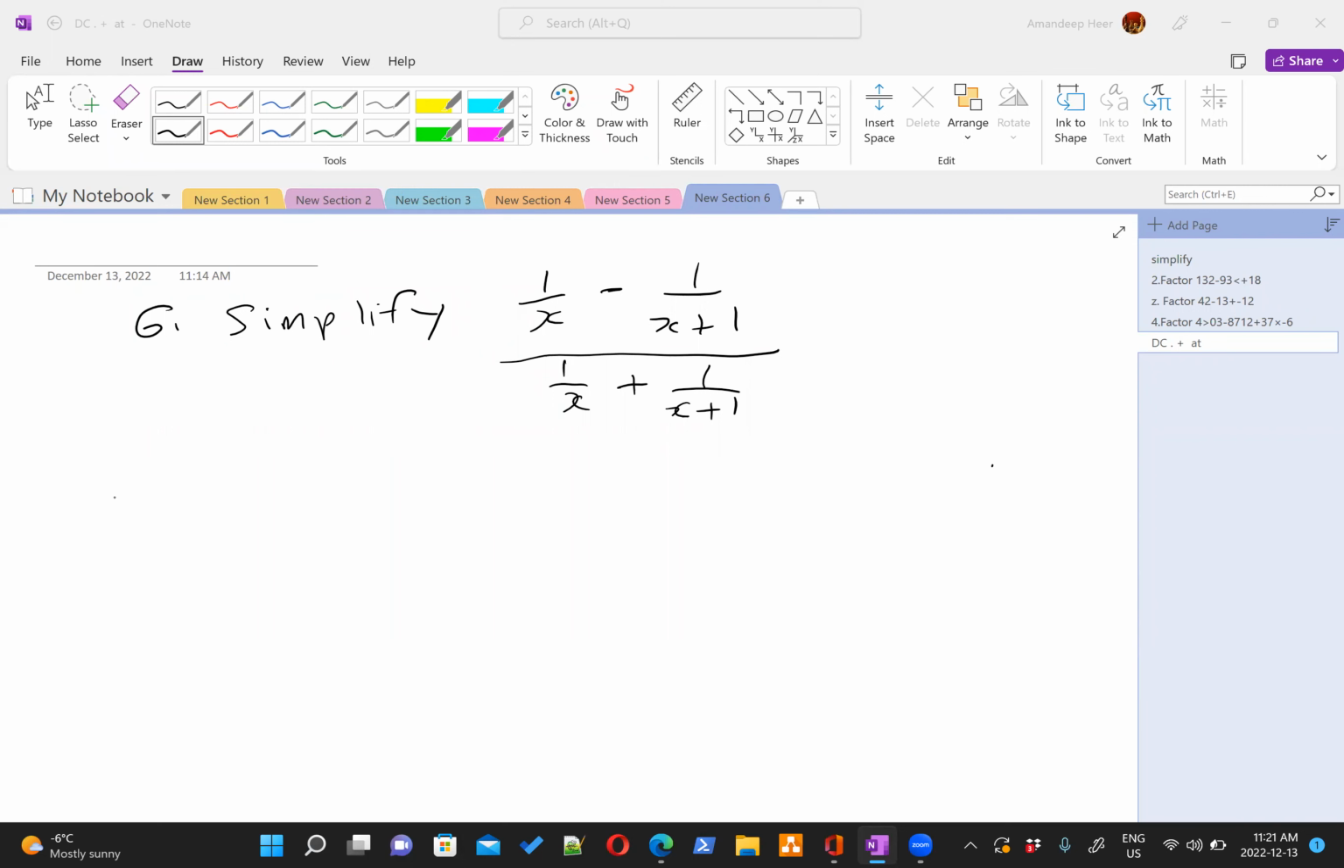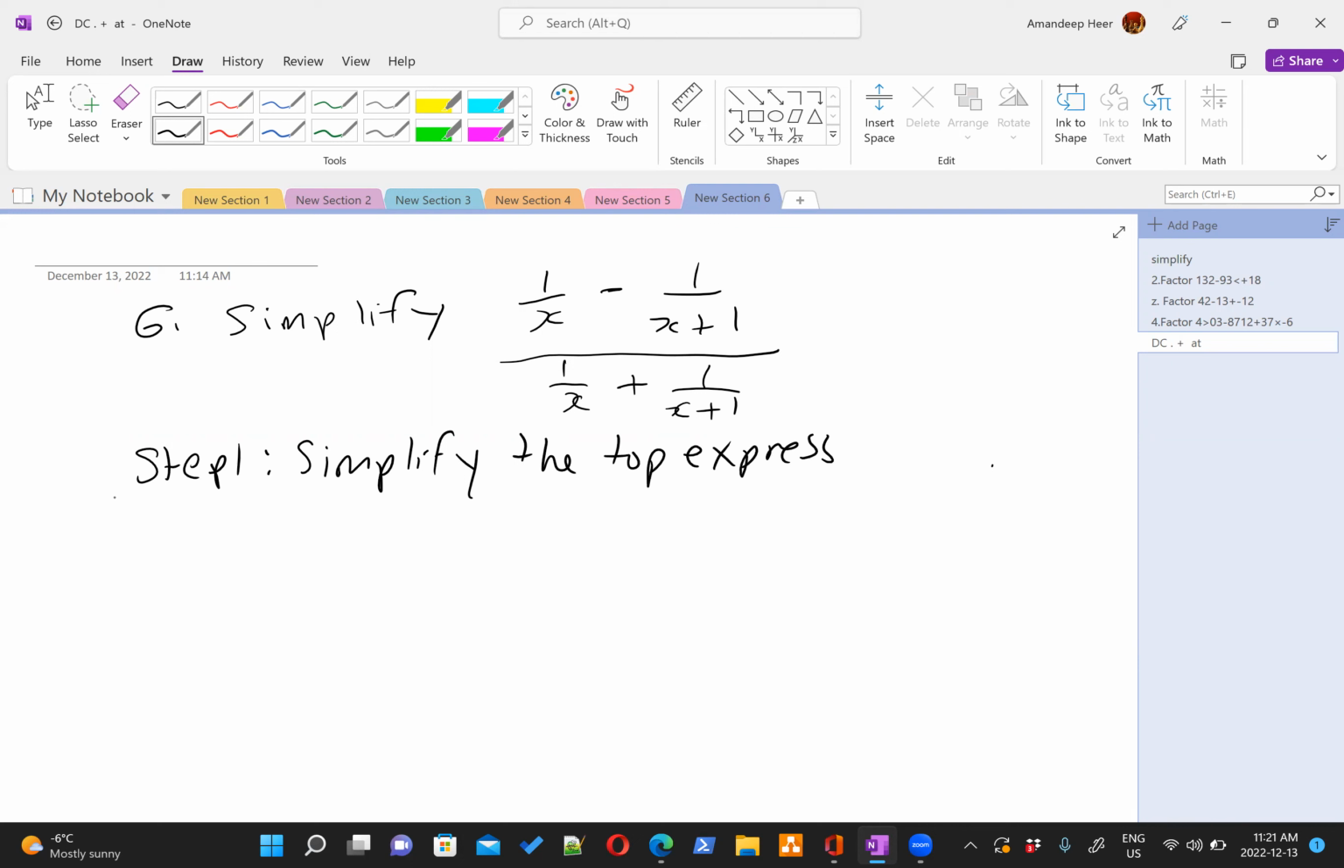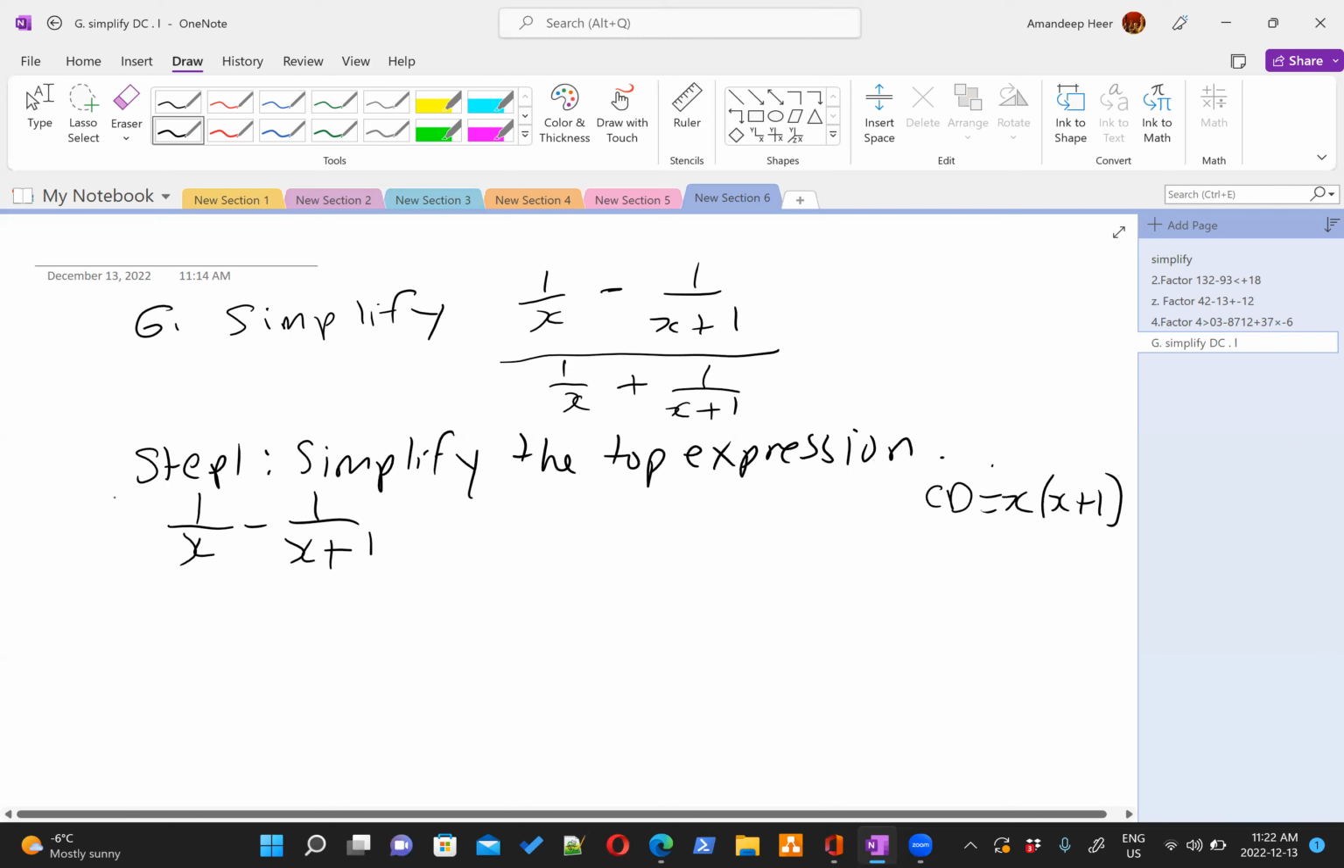So the way I do it is, let's look at the top. Step one is to simplify the top expression, or the numerator, if you want to call it. So we do 1 over x minus 1 over x plus 1. We know the common denominator is x times x plus 1. You just take x and multiply by x plus 1, and that gives you the common denominator.